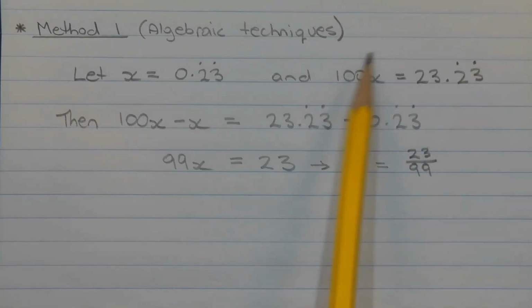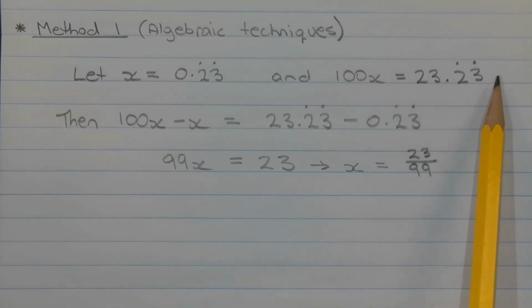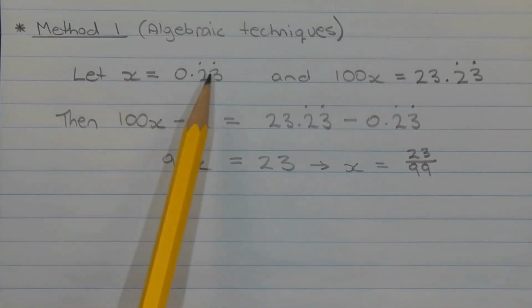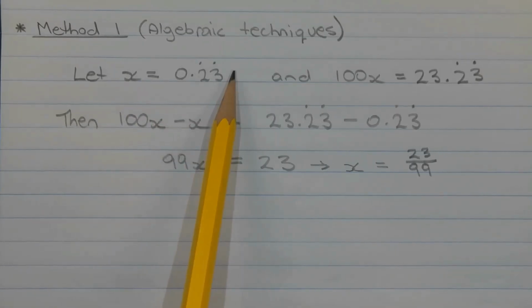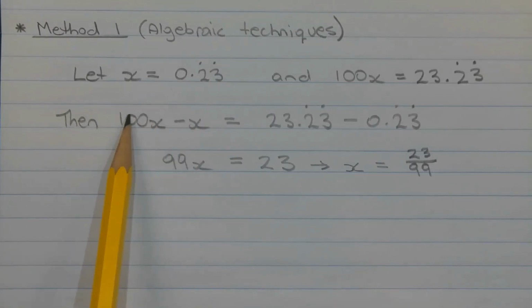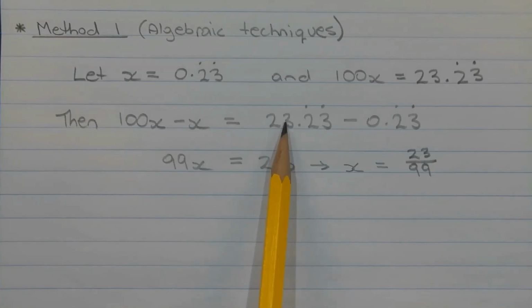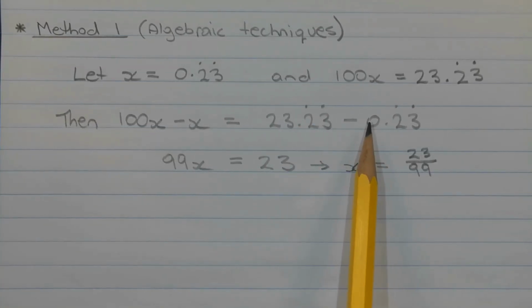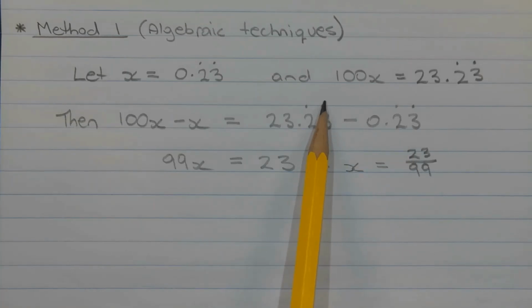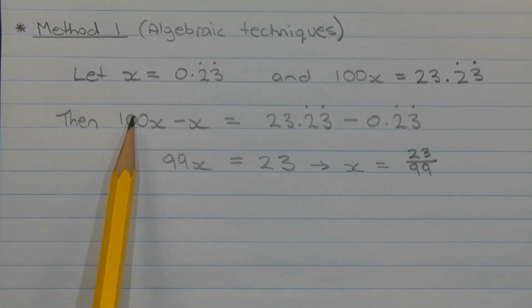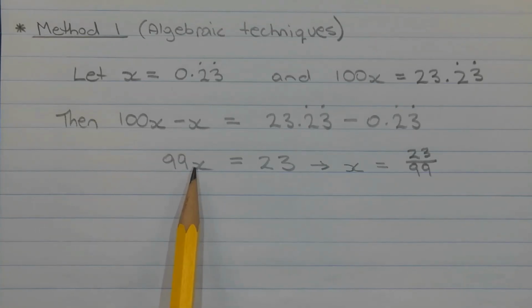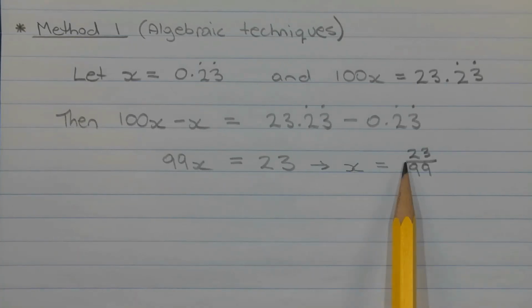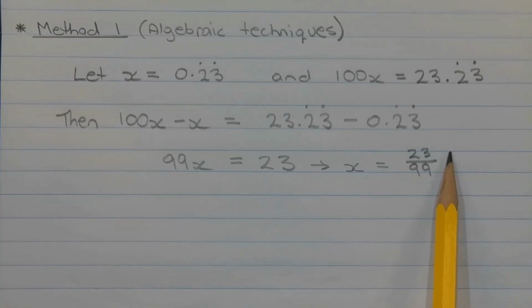Now, if we take this equation here, 100x equals 23.23 recurring, and subtract from this equation the first equation, x equals 0.23 recurring, we get 100x minus x equals 23.23 recurring minus 0.23 recurring. Now the recurring components will cancel, and 100x minus x gives us 99x. So 99x equals 23. Dividing both sides of this equation by 99 to isolate x, we get x is equal to 23 over 99, which is the fraction equivalent of 0.23 recurring.